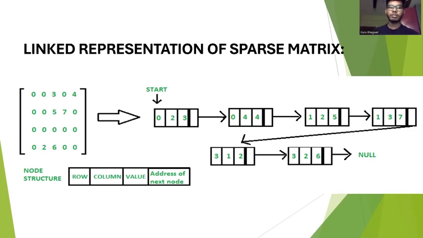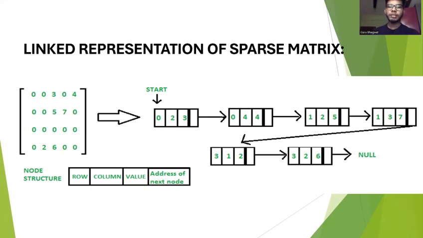Given the sparse matrices, in the linked representation, we have 4 things. The first one is row, the second one is column, the third one is value, and the fourth one is the address of the next node. The first row, which contains 0, that is the row number. Next column is the second column, where 3 is present, so the value is 3. Then the address of the next node, which is the linked node, will address the next element of the 0th node: 4th index, that means 4th column, and the value is 4.